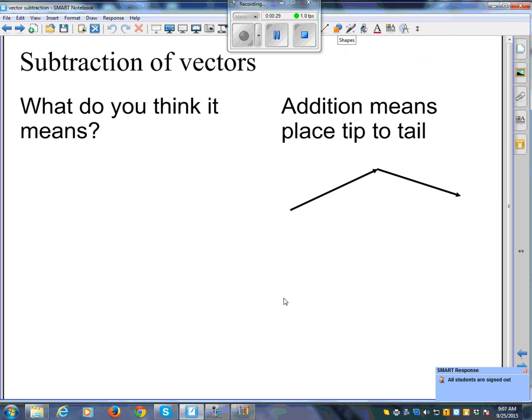So, subtraction of vectors. What do you think it means? I'll take a wild guess. And remembering that addition means place them tip to tail. If this is vector 1, and this is vector 2, we put them tip to tail. So, any ideas about subtraction? Exact opposite. Tail to tail. Tail to tail. There's actually several ways to sort of think about it. Okay? I like your way. That's the way I always start by teaching.